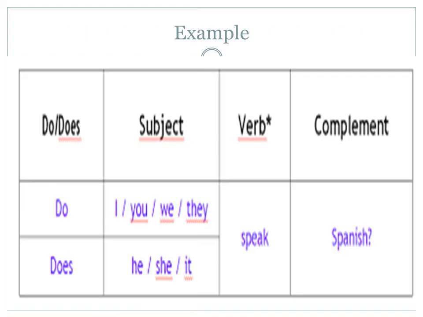For example, this is the structure of an interrogative sentence. We use the auxiliary verb before the subject, and then the verb first form and then the complement. For example, do you speak Spanish? Do I speak Spanish? Do we speak Spanish? Or do they speak Spanish? And when we talk about he, she, it: does he, she, or it speak Spanish?